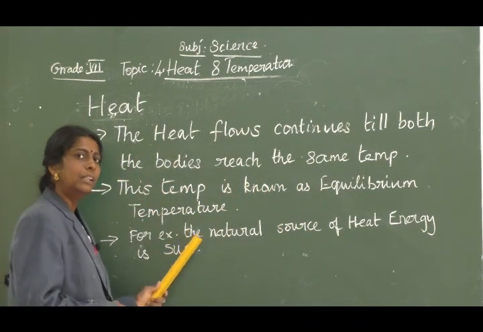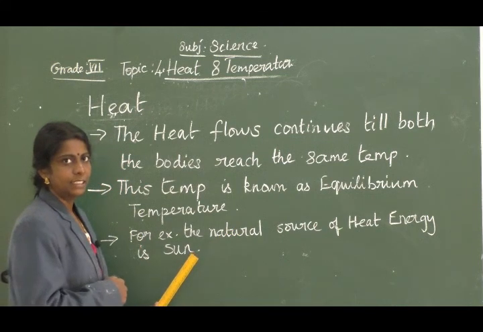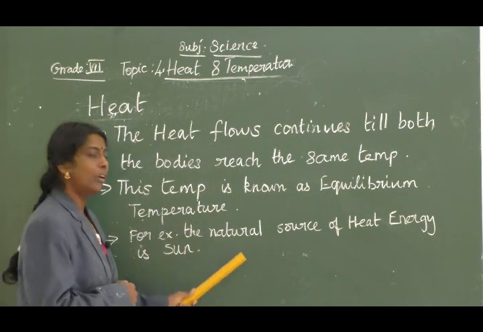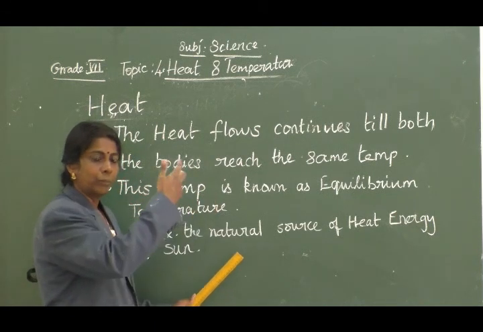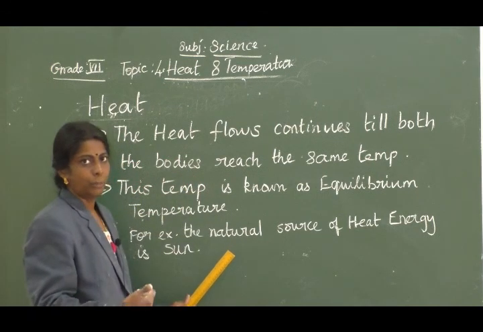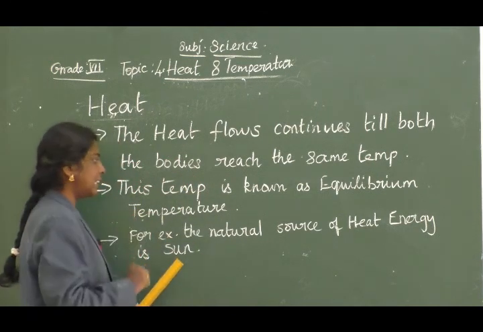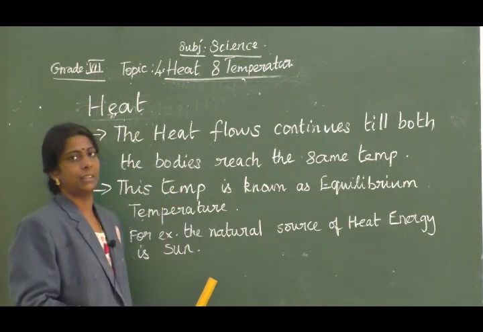For example, the natural source of heat energy is the sun, isn't it? So the sun is an example of how heat energy gets transferred from one body to another, from higher temperature to low temperature. So the best example is the natural source of heat energy, the sun.